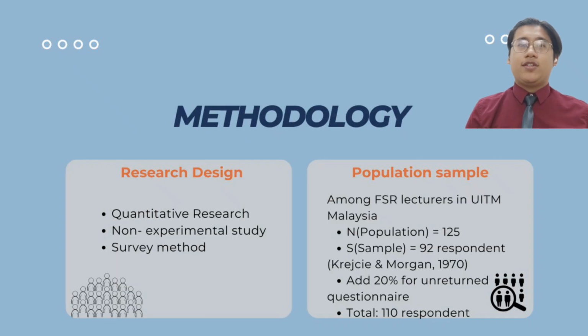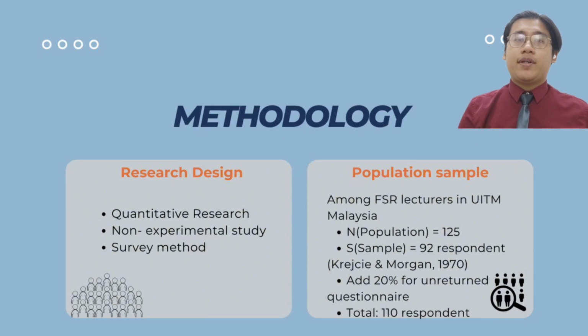Next is methodology. Under methodology, there are research design and population sample. Under research design I have three things. First is quantitative research, second is non-experimental study, third is survey method.